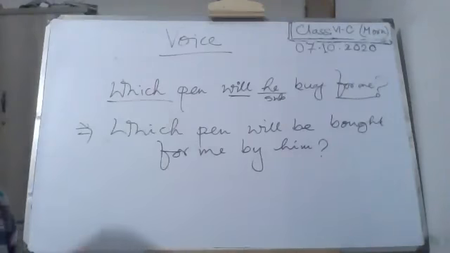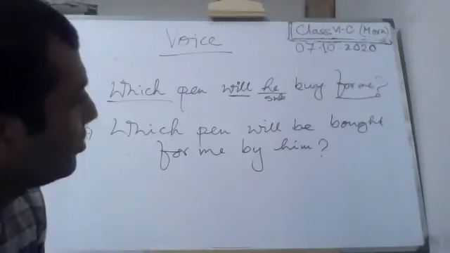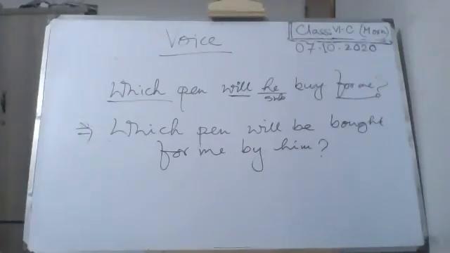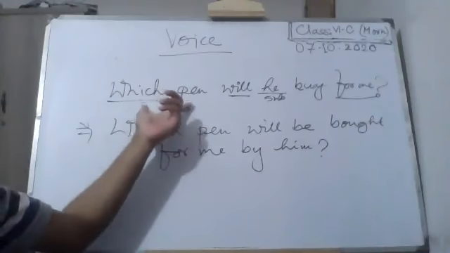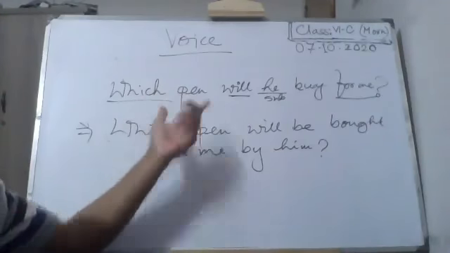Any question? Sir, does this sentence not have any object? No, there is no object. Isn't the pen an object? Which pen? It can be an object, but here it has been used in place of the subject.